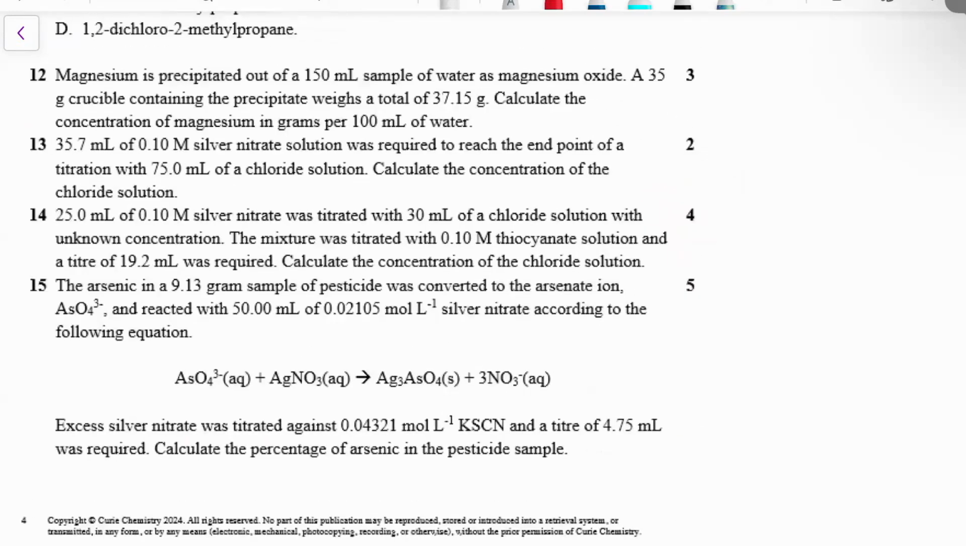Question 12, magnesium is precipitated out of a 150 ml sample of water as magnesium oxide. A 35-gram crucible containing the precipitate weighs a total of 37.15 grams. Calculate the concentration of magnesium in grams per 100 mL of water.